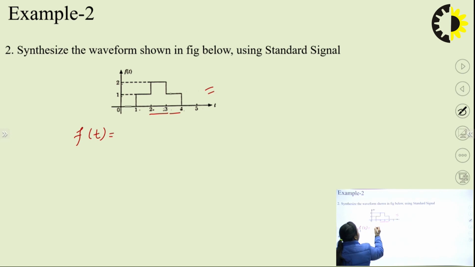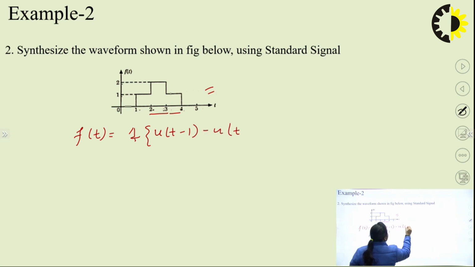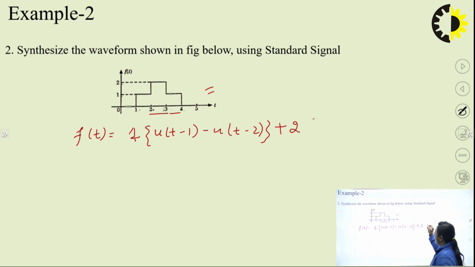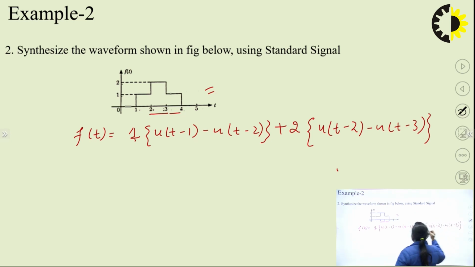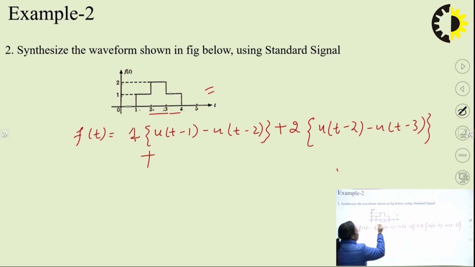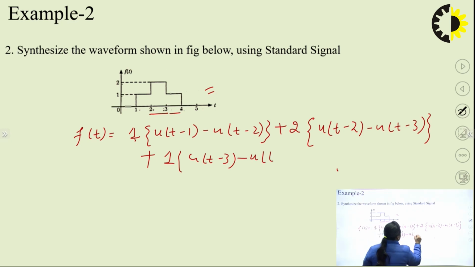From 1 to 2 magnitude is 1, right? And the signal is from where to where: u(t minus 1) minus u(t minus 2). Then again from 2 to 3 the magnitude is twice, plus 2. The signal F2 is from 2 to 3, so you can write it as u(t minus 2) minus u(t minus 3). Now plus the third signal which is from 3 to 4 and the magnitude is again plus 1. So I can write it as u(t minus 3) minus u(t minus 4).